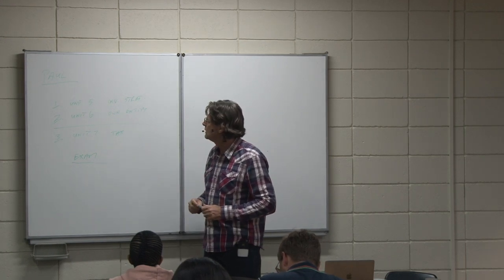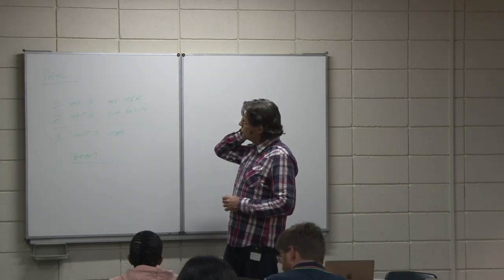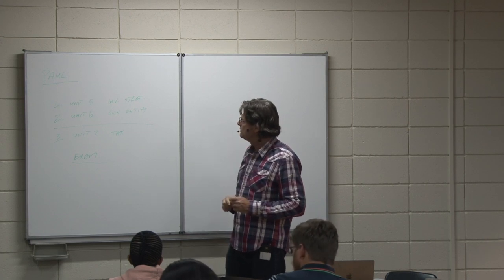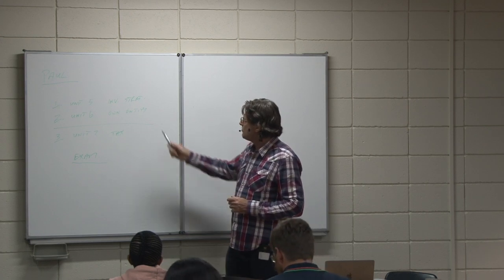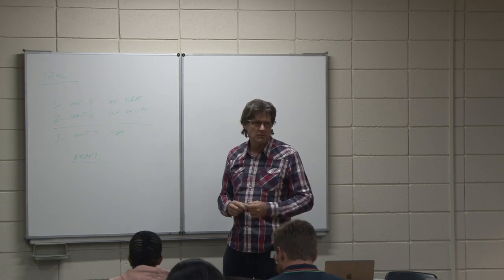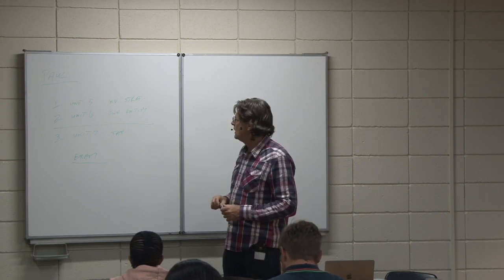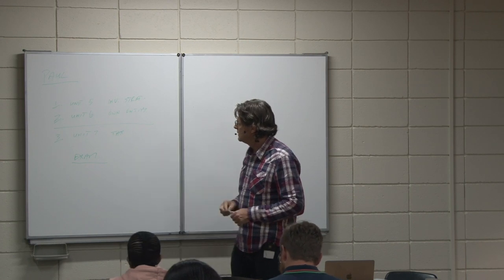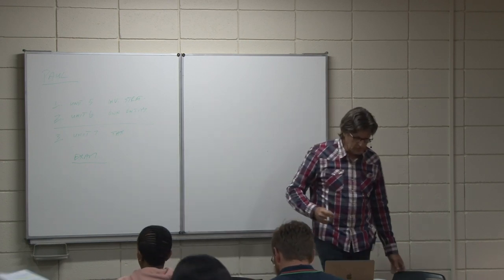Okay. So, Unit 5, investment strategy. Unit 6, the entities in which you own the properties. And then Unit 7, we're going to close off with tax.